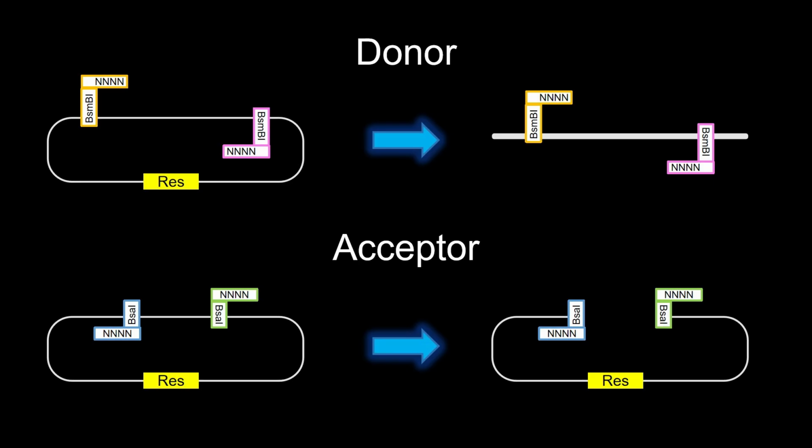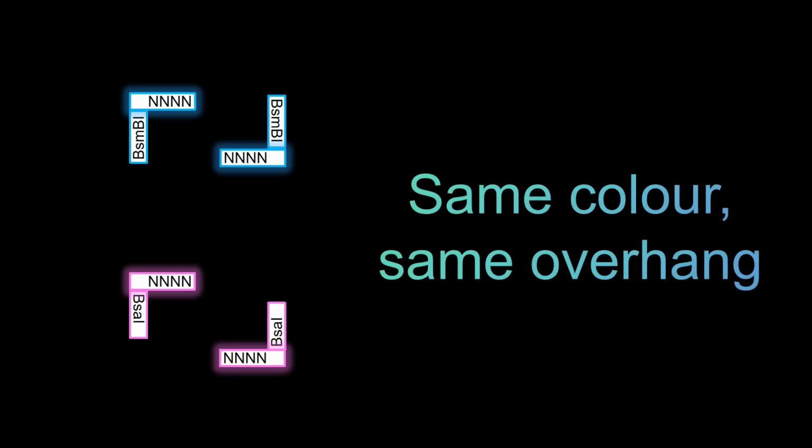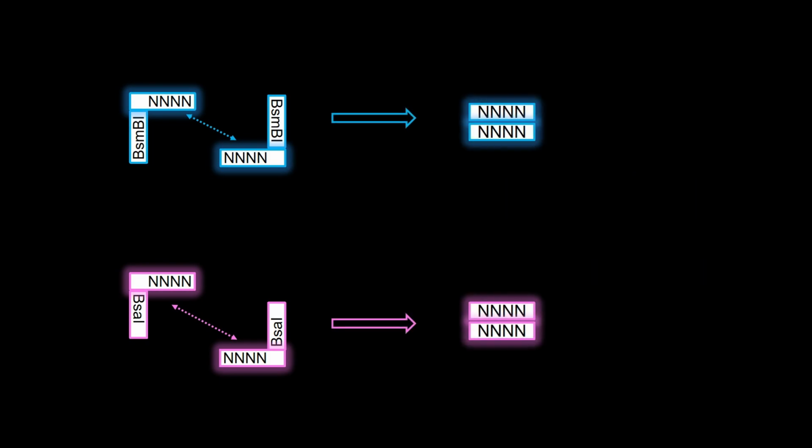In an acceptor vector, we simply swap these positions to make them face outward, opening the vector for the new insert. Overhang compatibility is mapped via color coding. Identical colors indicate compatible overhangs capable of ligation, while distinct colors denote non-compatible junctions.